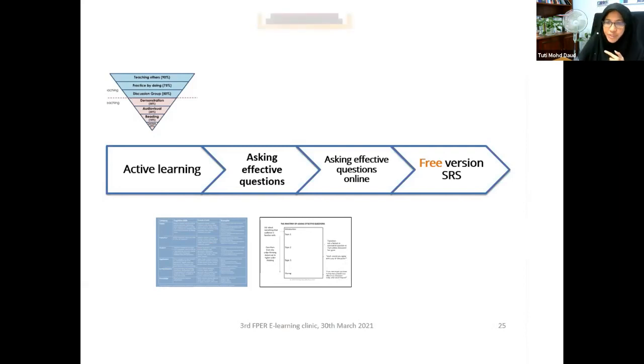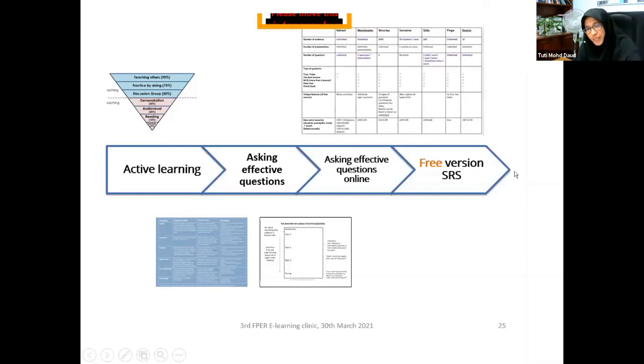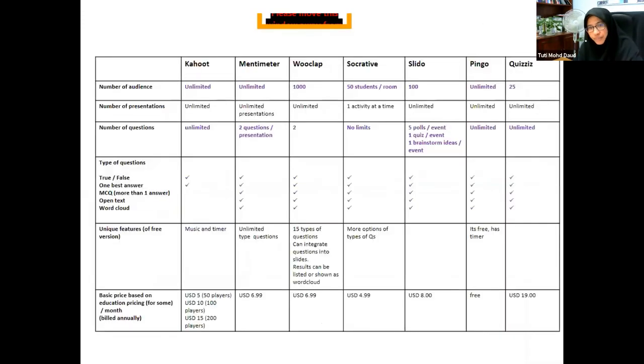I guess the question here is, if you want to use a free version, then what do you do? So that goes back to that diagram. So first, we would advise you to ask yourself, how many students are there?